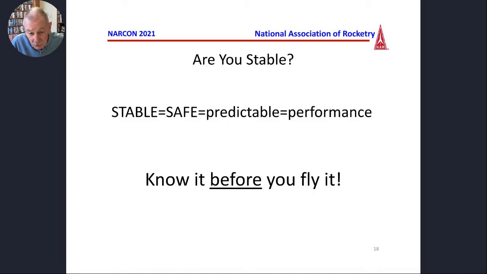Let's see. How does one deal with a bulbous nose cone such as the Honest John? Again, that's an ogive with a cone at the back end. You just break it down into its components.